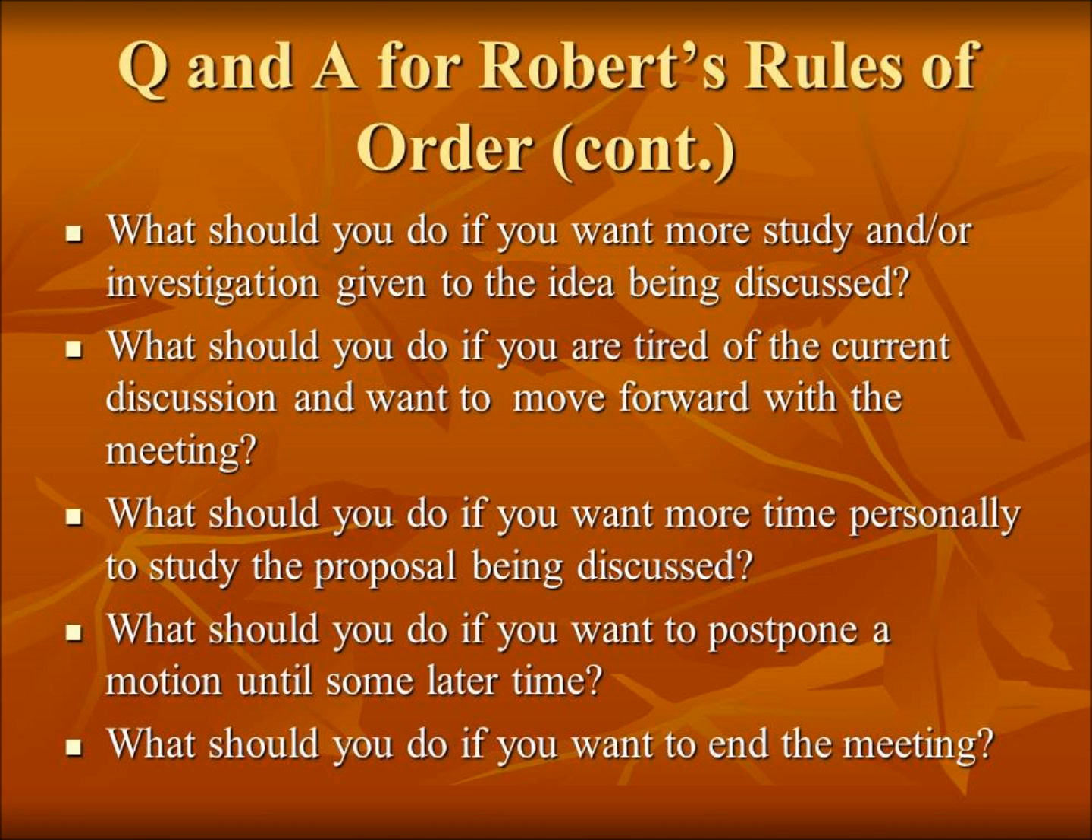What should you do if you want to postpone a motion until some later time? A motion can be made to postpone a motion until some later time by either making a motion to postpone to a certain time or to lay on the table. The motion to lay on the table allows the assembly to lay the main motion aside temporarily without setting a time for resuming its consideration, but with the provision that it can be taken up again whenever a majority decide they'd like to do so.